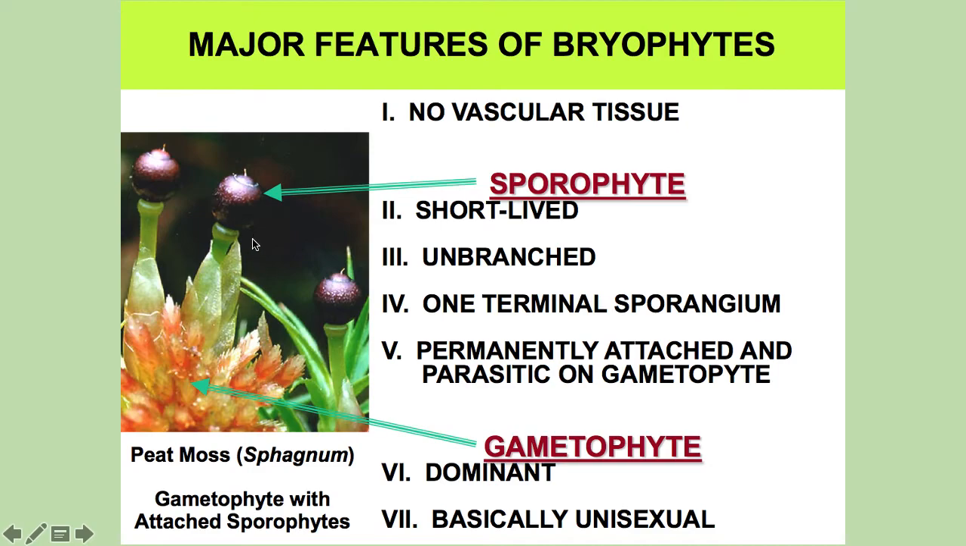So I talked about the reduction of gametangia. Okay, well here the gametophytes are big. They're dominant. The sporophyte is short-lived. It's unbranched. A lot of times it's parasitic, which means it's dependent on the gametophyte for everything. You can see it's attached to the gametophyte. It needs the gametophyte in order to carry out its functions.